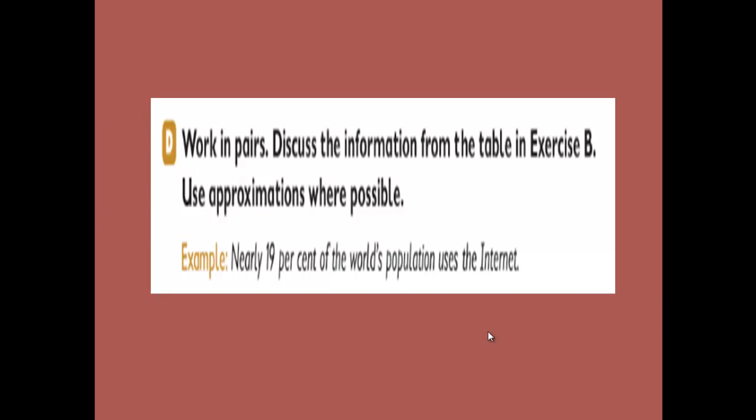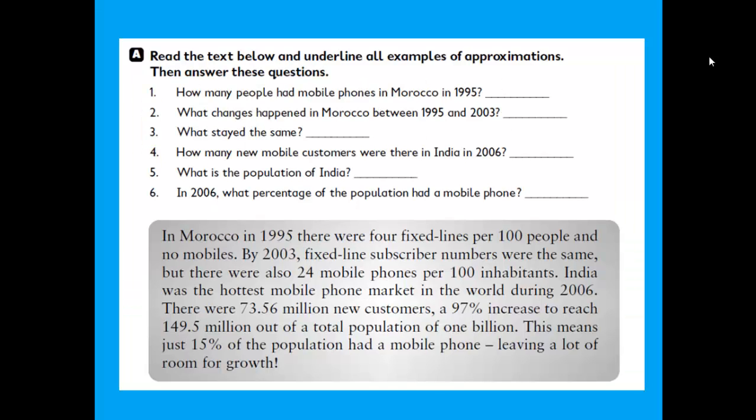Now practice D. Work in pairs, discuss the information from the table and exercise B. Use approximations where possible. We have an example: nearly 19% of the world's population uses the internet. Yes, we have made a lot of examples. Let's do practice A in our workbook.